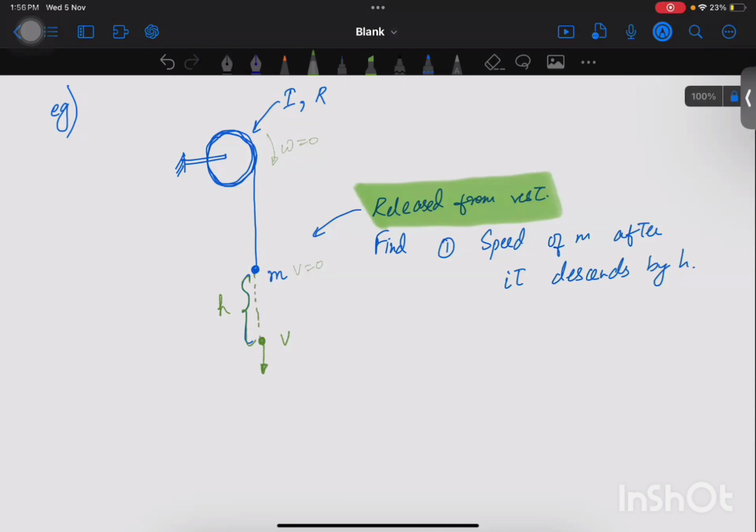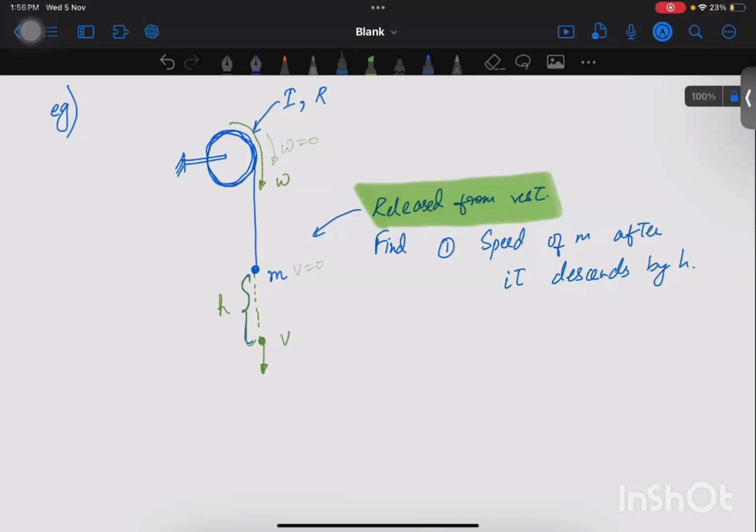And therefore this one also would have attained an omega value. Fine. So therefore let's write the conservation of energy over here. There are two ways of doing this. One is that we use the energy conservation, or second is that we use the work energy theorem. Fine. So let's do this using the work energy theorem. That also will give the same result. Both are the same.